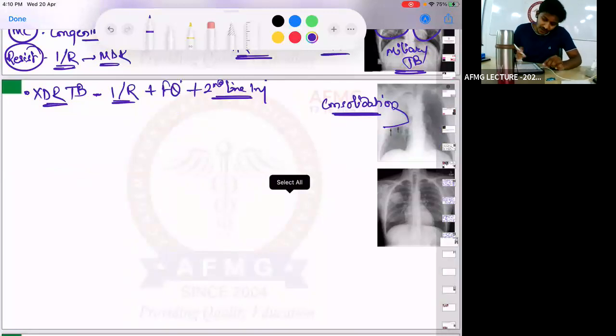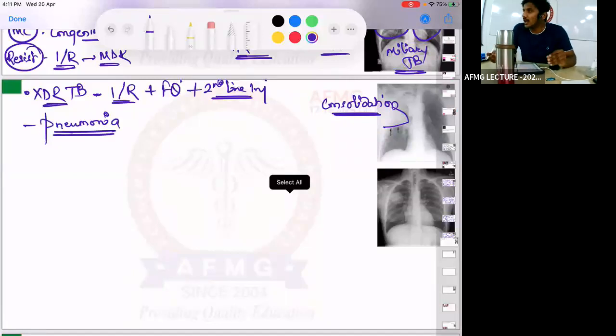ठीक है? And consolidation is a feature of pneumonia. Acute infection in lungs is called as pneumonia. And the most important hallmark feature is consolidation. It can either be a lobar pneumonia as seen in this case. Here only one lobe is involved, therefore it is called as a lobar.